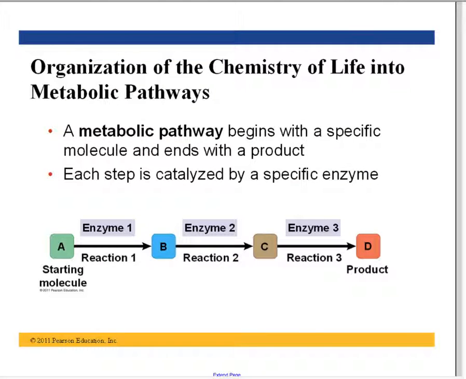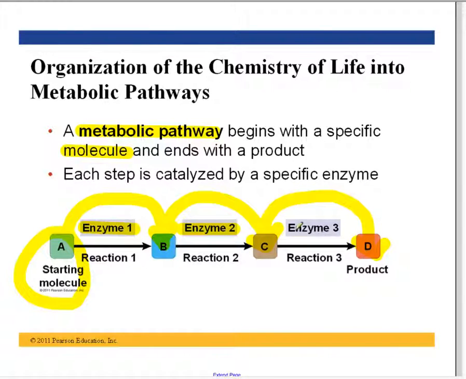So in a cell, our pathways are all highly organized. And so we all start with a specific molecule, which is what we would call the substrate. In this example here, the starting molecule is substrate A. And then each step along the way is catalyzed by an enzyme. So in order to make A into B, we need enzyme 1. And once we have product B, it becomes the starting molecule for reaction 2. And we're going to make product C using enzyme 2. And when they go from C to D, we use enzyme number 3.